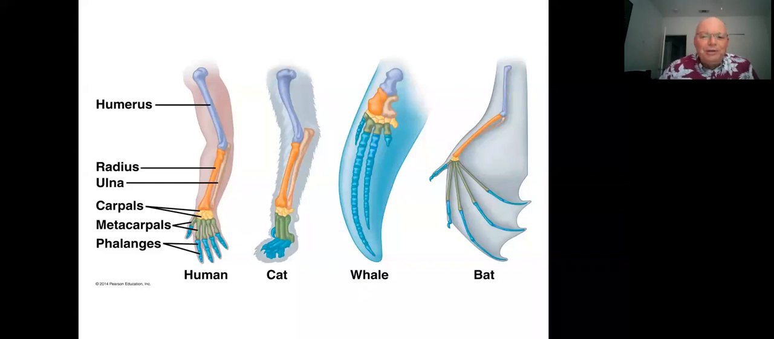And Owen, because he was such a big deal in the world of paleontology, was sent a lot of fossils. And as he looked at the fossils and compared them with living organisms, he came to realize that limbs have a basic structure.